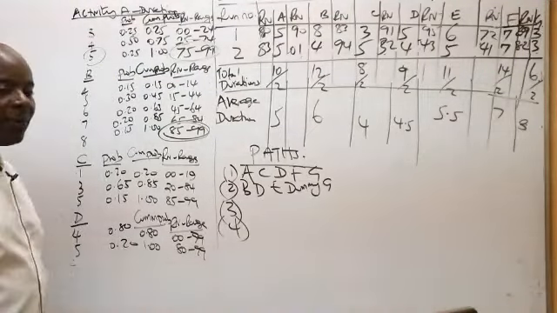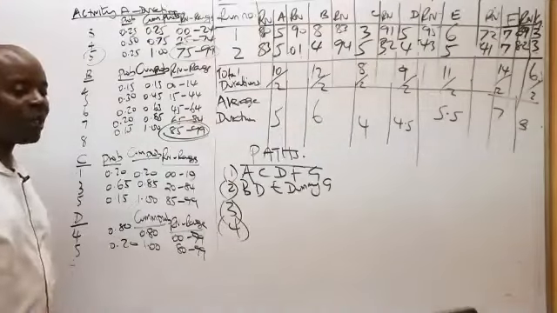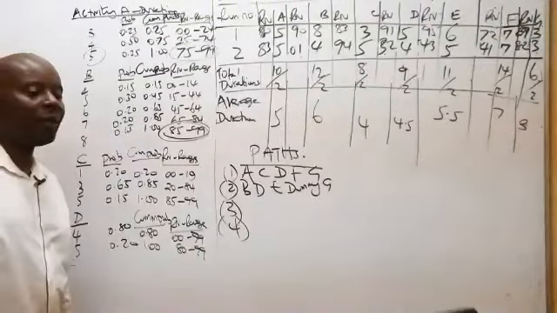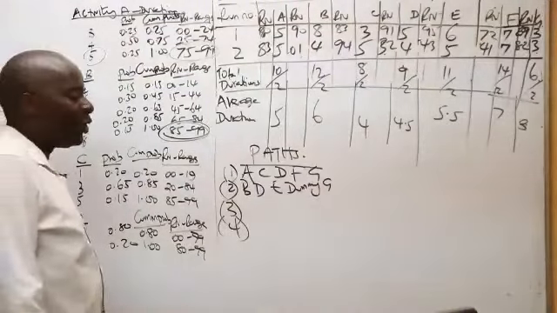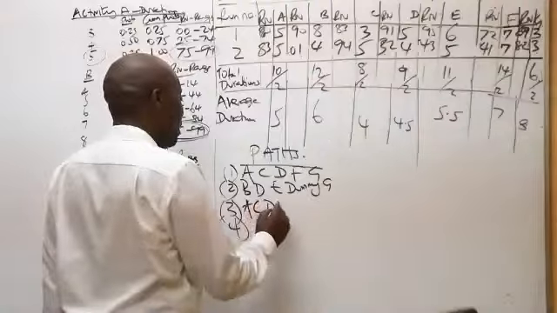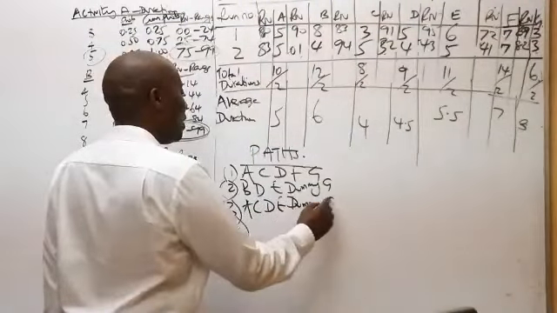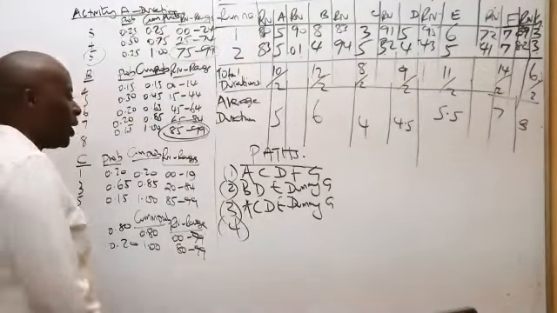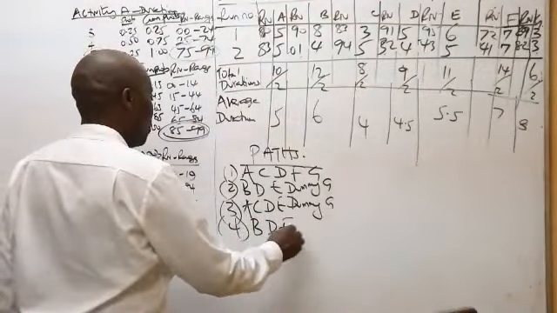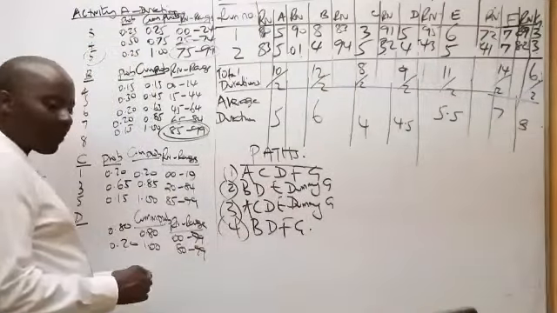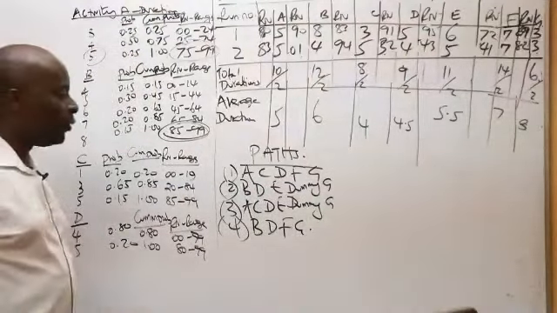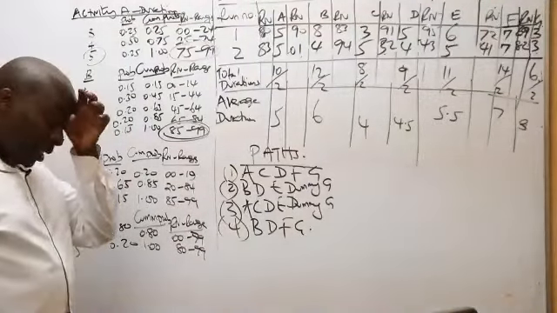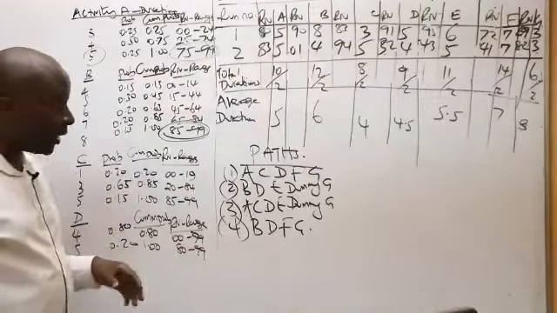How about path number 3? Someone else to pick path number 3. Path number 3: A, C, D, E, dummy, G. From there, now we have the last one, which is B, D, F, G. Great. Now, ladies and gentlemen, listen here.